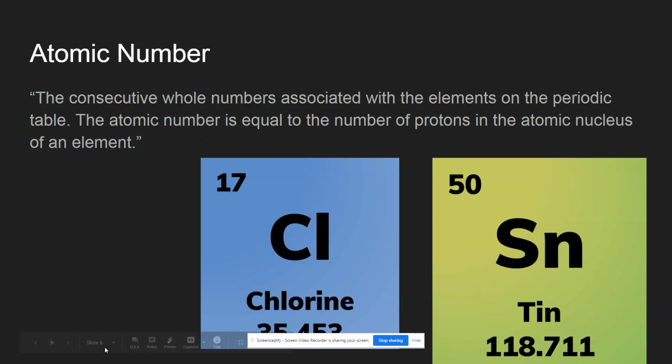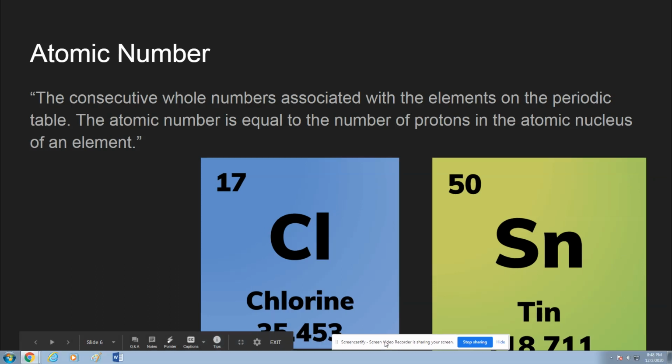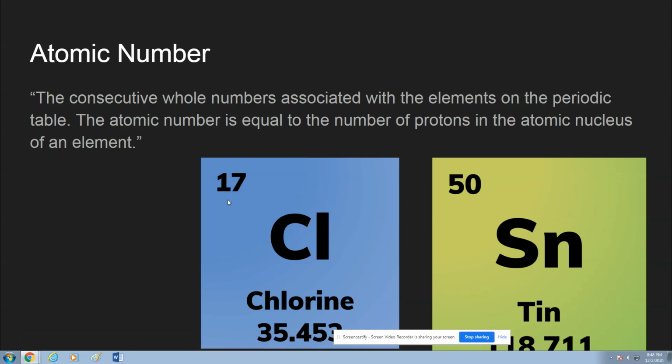So by looking at these little generic blocks that we have on this periodic table here, these whole numbers on those blocks, and you'll see this on any periodic table, those represent the atomic number, okay? The symbol should also be on there, and a lot of times you will see the name of the element, okay?